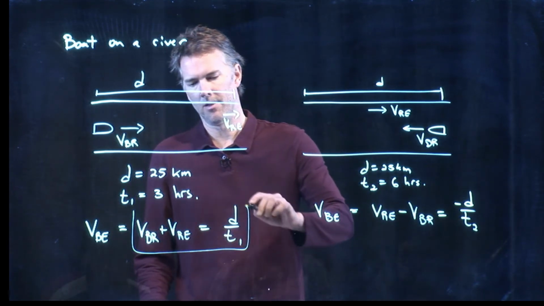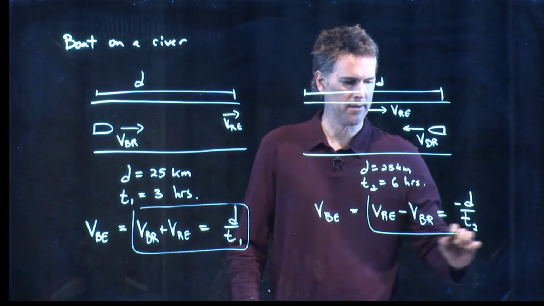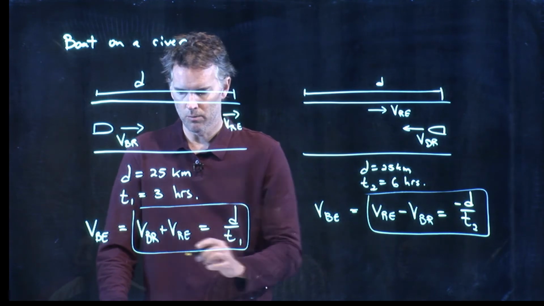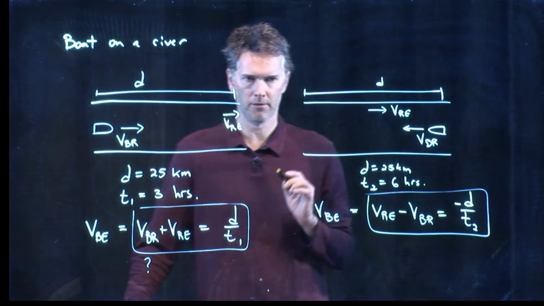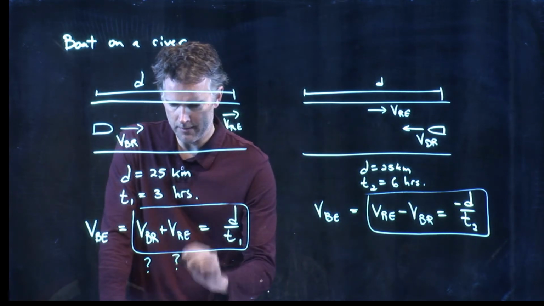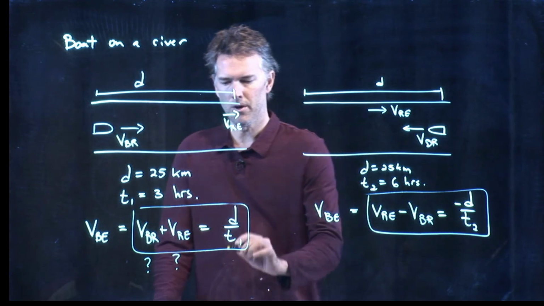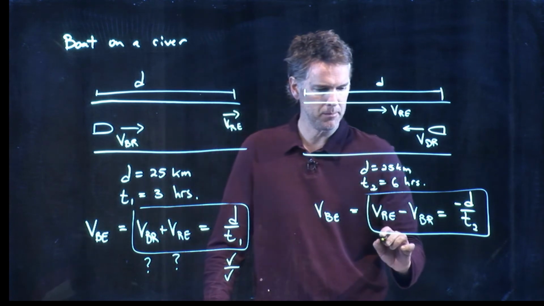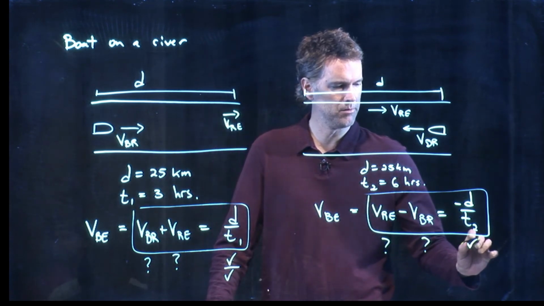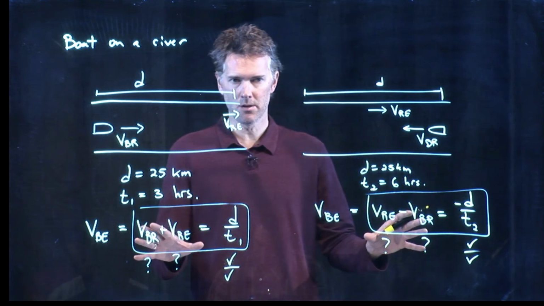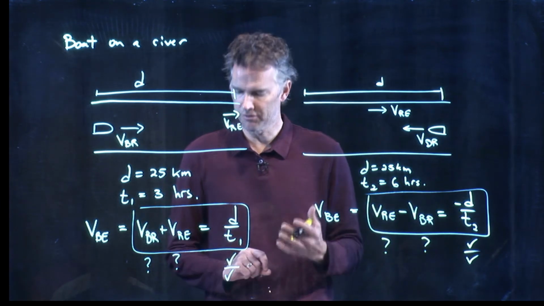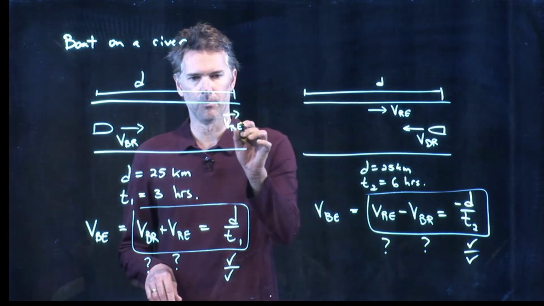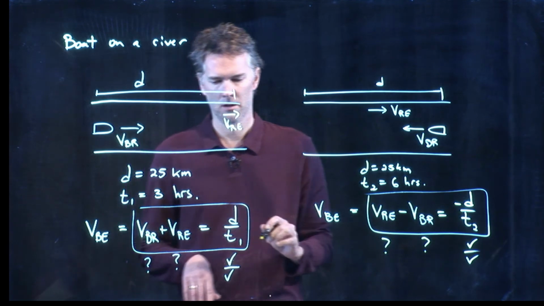And now look what we have. We have that equation, we have that equation, and we have some unknowns. What are the unknowns? Well, we don't know V of the boat relative to the river. We don't know V of the river relative to the earth. We do know d and T1. And same over here, right? Don't know that, but we do know that, and we do know that. Two equations, two unknowns. We should be able to solve it for what we want, which is the river relative to the earth. We're looking for VRE. All right, let's do it.